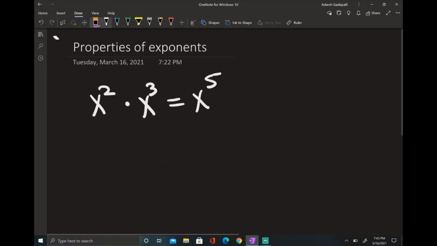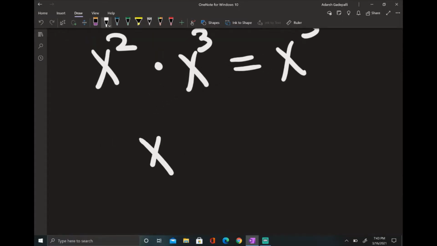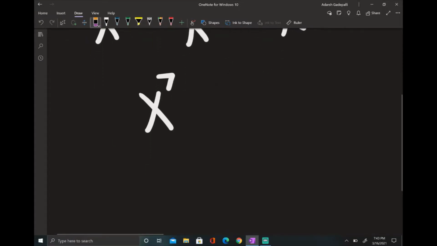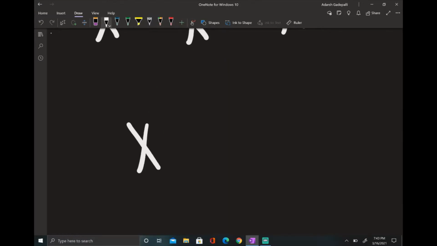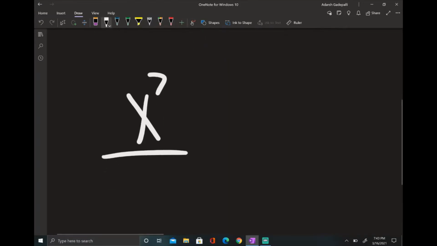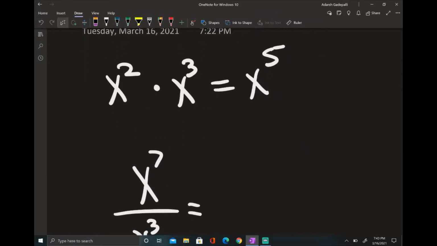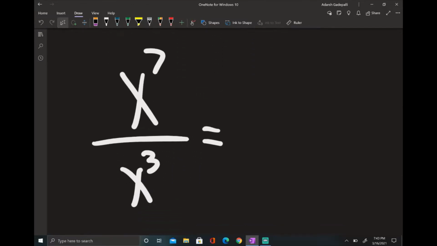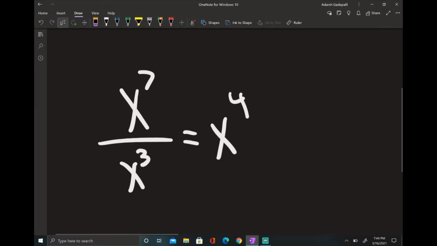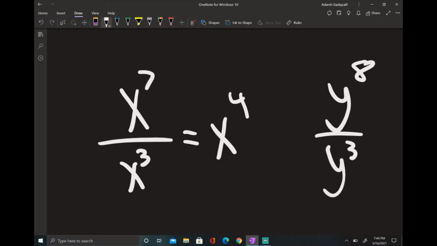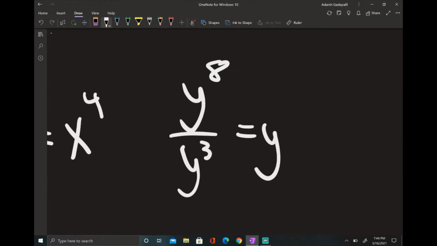If you have division, let's say you have x to the seventh over x to the third. Since multiplying goes with adding the exponents, you could probably already guess that dividing goes with subtracting. So 7 minus 3 is 4, so x to the fourth. If we did that with y to the eighth over y to the third, this would be y to the fifth.